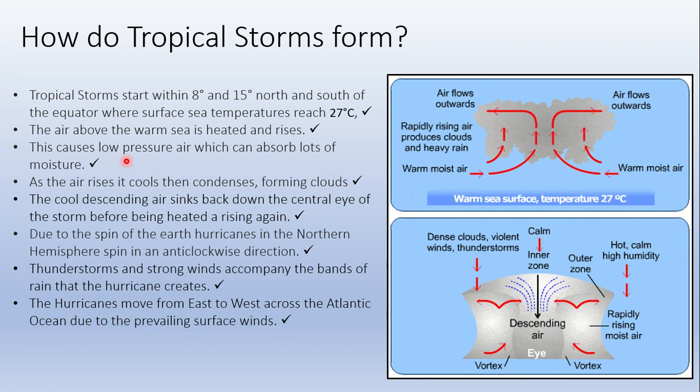Rewinding all the way to the beginning, the sea needs to be very warm to fuel evaporation. Because of that, the warm air rises. Because of that, we have something called low pressure air, which means that moisture can be absorbed. As this moist, warm, low pressure air rises up into the sky, it condenses and forms clouds. But cool air descends, sinking back down the central eye of the storm before being heated and rising again, and that's that up-down heating and cooling thing I was talking about a moment ago.